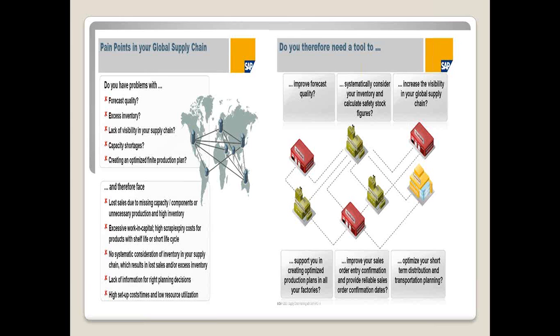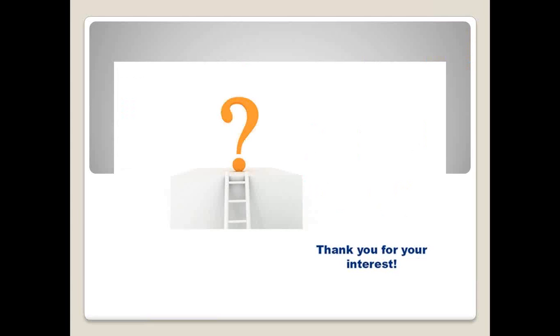And these are the global pain points that all companies normally face: forecast quality not good, excess inventory, lack of visibility. Many companies will tell you they don't know what is happening in their global supply chain. Also capacity shortages and missing components. These are all global supply chain pain points. To provide the solution, they need to implement SAP APO. By implementing SAP APO, they can get a solution for all these pain points.